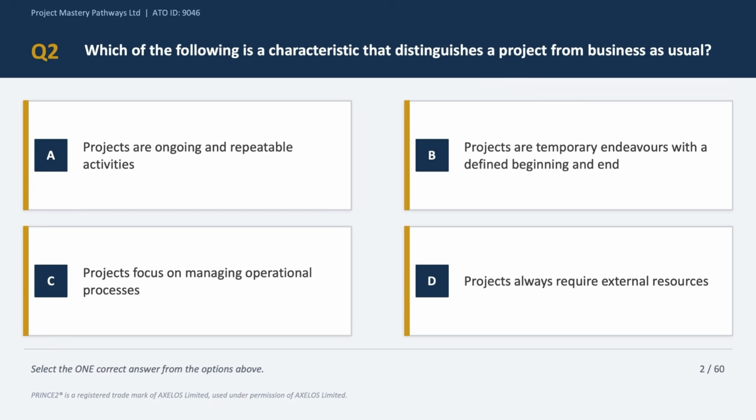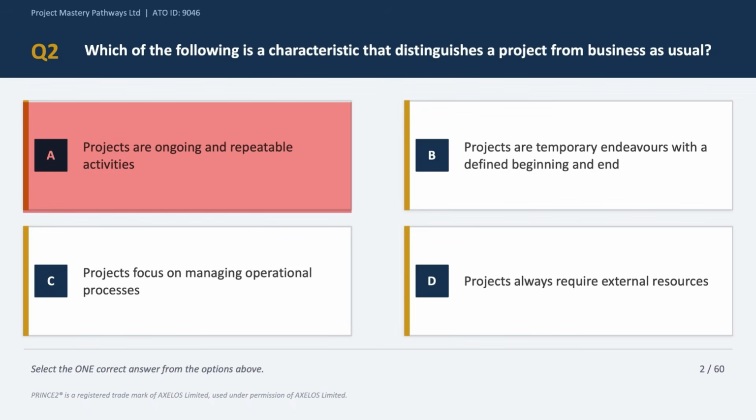Right, so the next question, and here we are testing whether you understand the basic difference between a project and business as usual. Note the question asks what distinguishes a project. Option A says projects are ongoing and repeatable. Well, that doesn't make sense at all. That is describing business as usual and not a project. So we can eliminate option A.